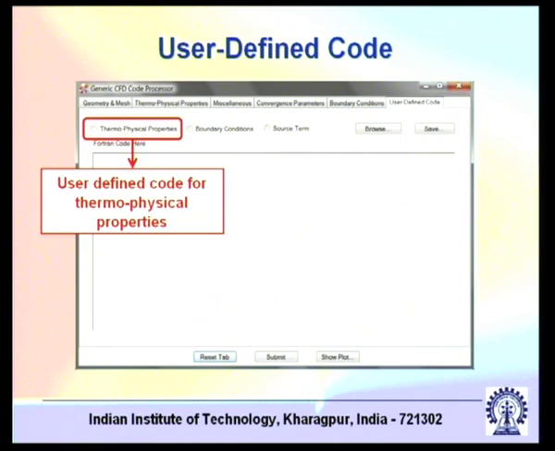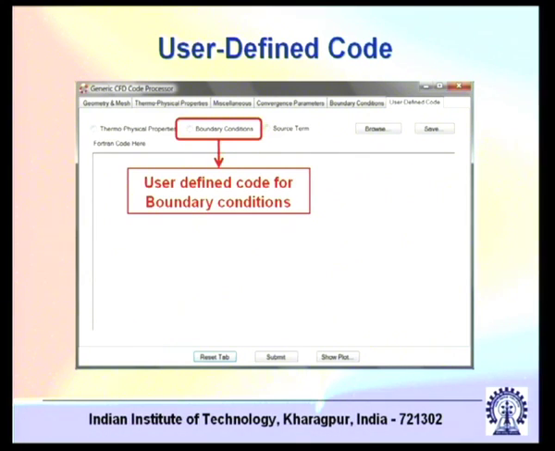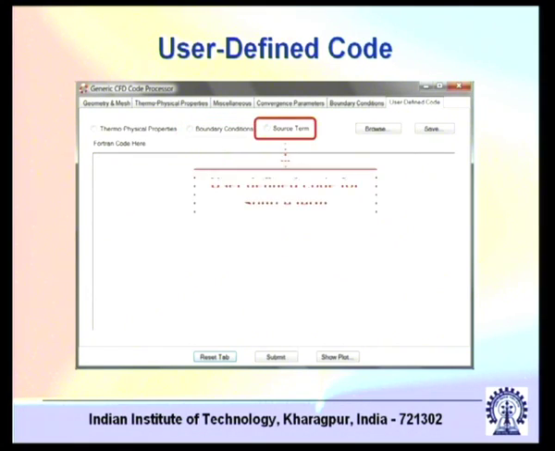Then let us come to the concept of user defined codes. So usually you use user defined codes for accommodating something which is not there in the standard GUI or standard programmable interface. So for example, if you have variable thermophysical properties and that you want to implement, that is one case. Then you may have user defined code for boundary conditions. So for example, if you are interested to have certain boundary conditions which are not there in the standard GUI, then you can use the user defined codes, or maybe some special source terms. So usually you can make your CFD code a fool by implementing some equations which are not the standard fluid flow equations.